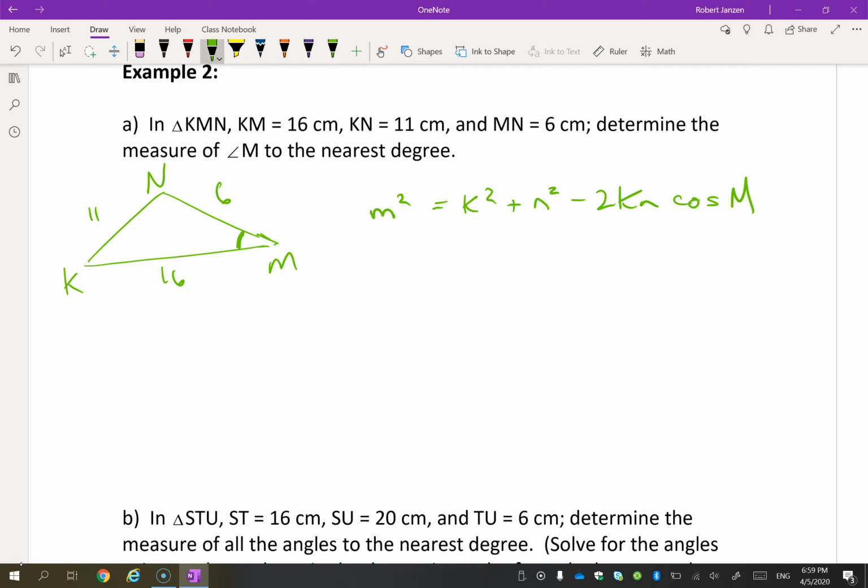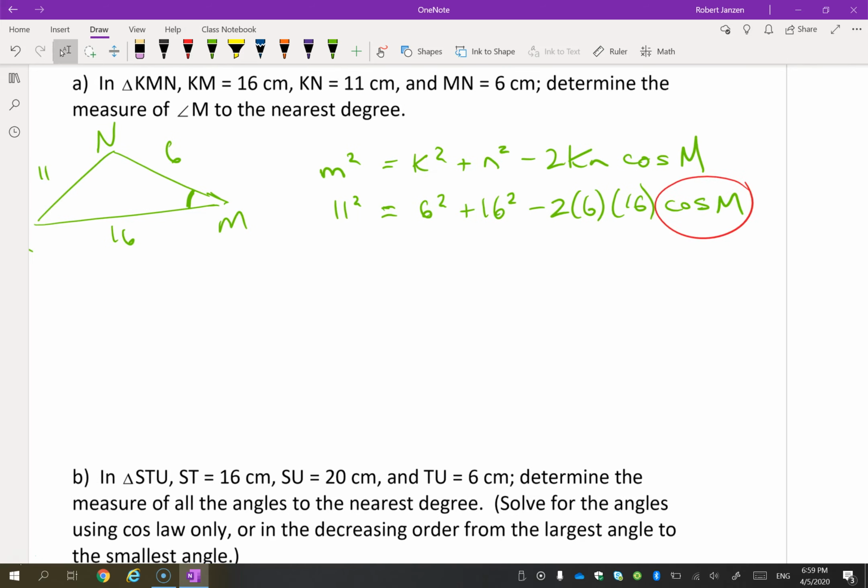Okay, so we get 11 squared equals 6 squared plus 16 squared minus 2 times 6 times 16. And you'll notice where the missing part is. This one's a little harder. How do I get cos by itself? Well, you're just going to use algebra.